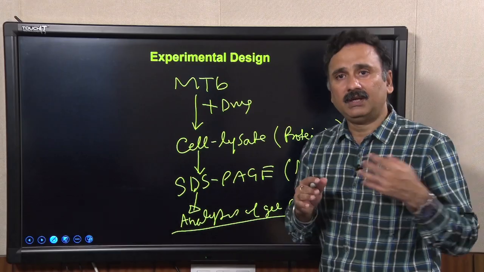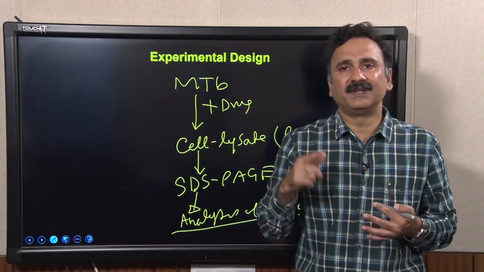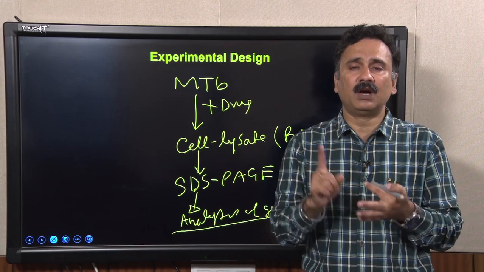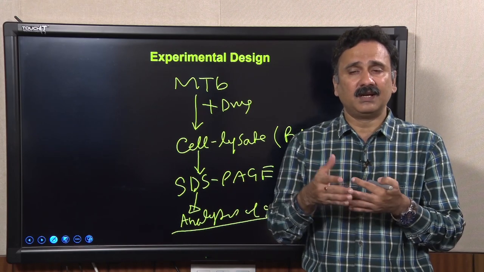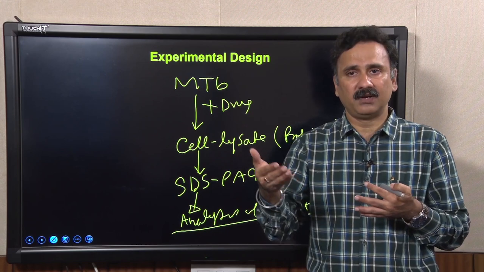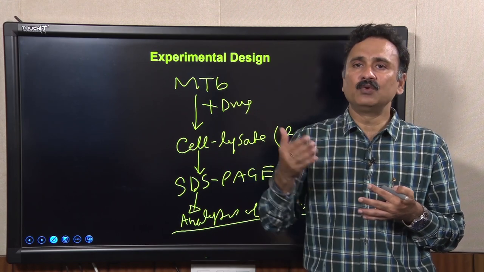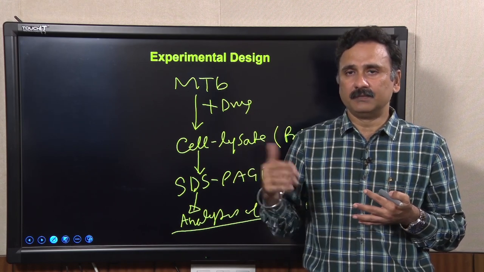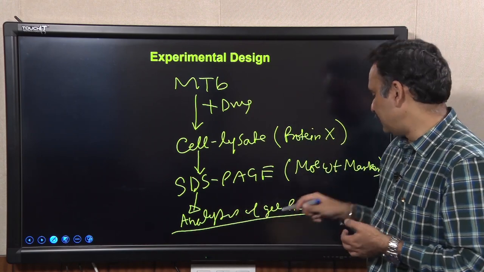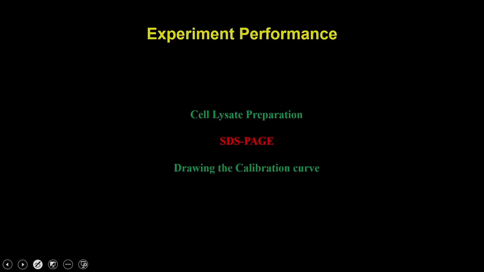If you remember, in the previous module we also discussed how to do the image analysis, how to determine the concentration of a particular enzyme or protein, and how to determine the molecular weight also. So now you analyze the gel picture. So these are the things you have to do.